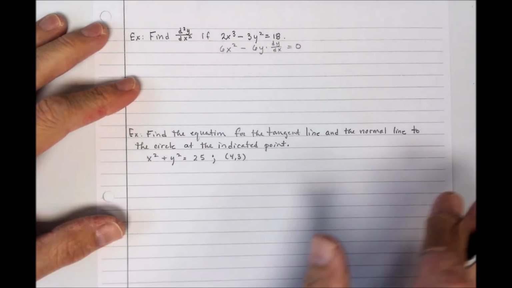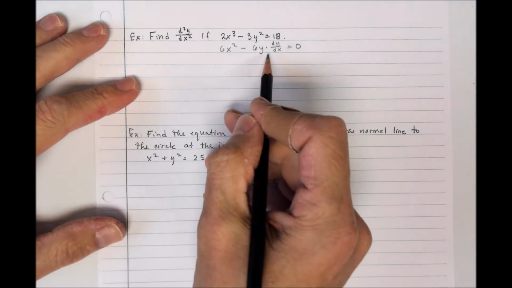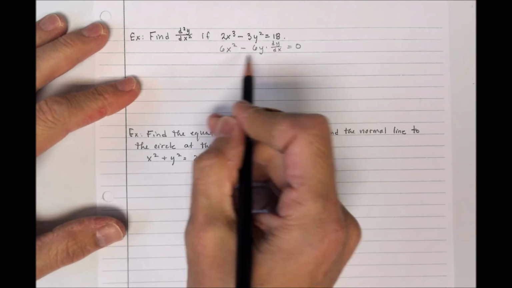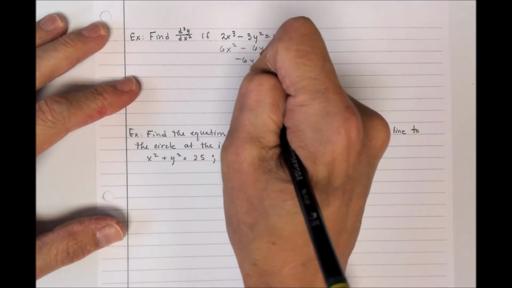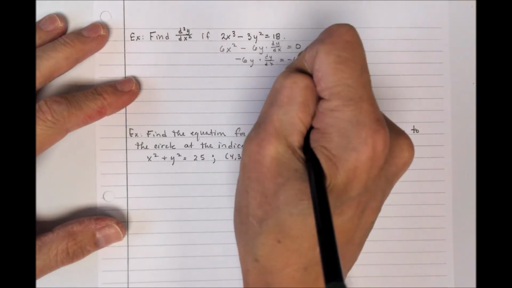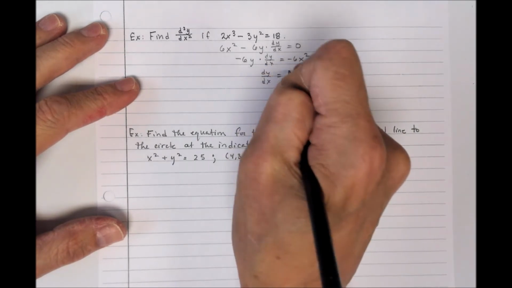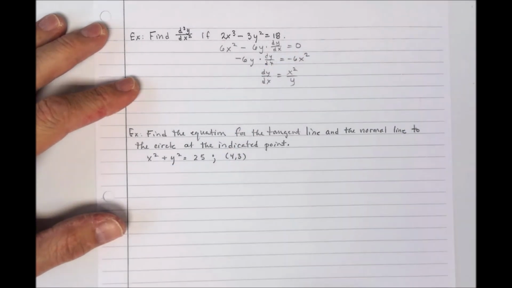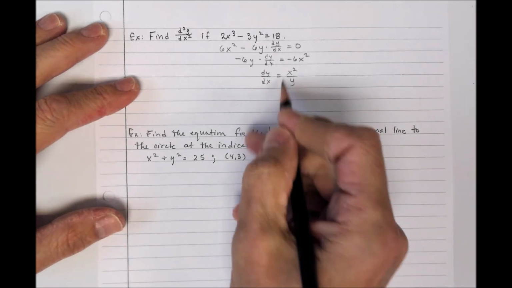Now before I go any further, I'm going to figure out what's going on here with dy/dx. I can subtract 6x squared and then divide by negative 6y, and I get dy/dx is equal to x squared over y. That's the first derivative. Now to find the second derivative, I'm going to have to use the quotient rule.